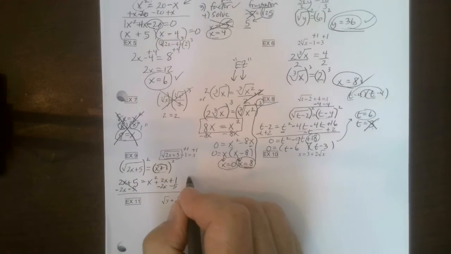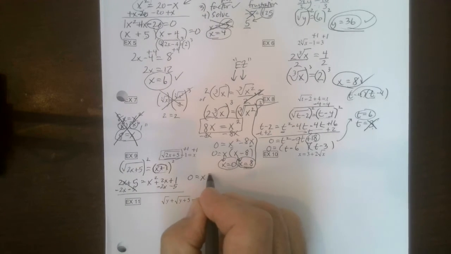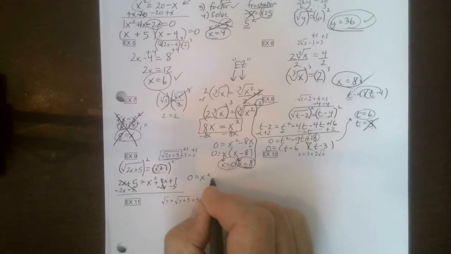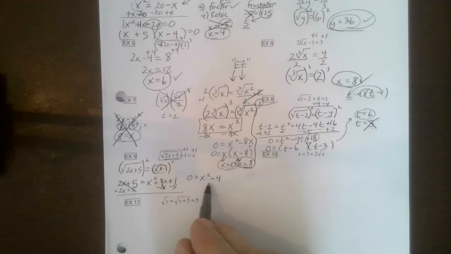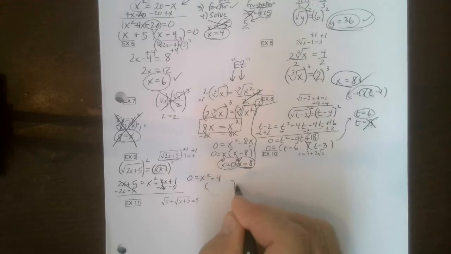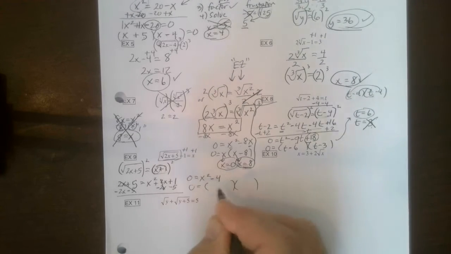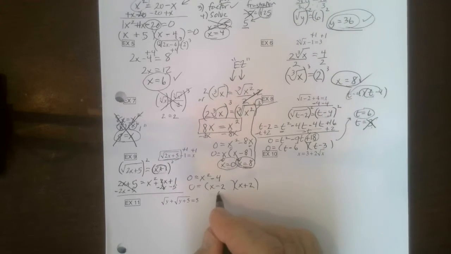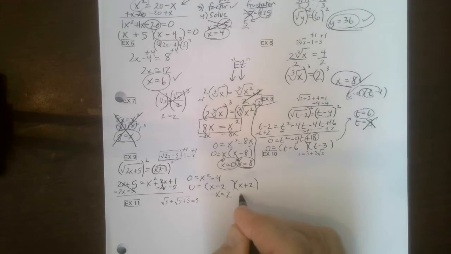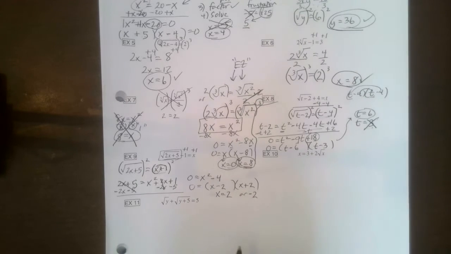So we get over here, 0 equals x squared, these cancel, minus 4. Now if you remember factoring, voila, we have a difference of 2 squares, which factors into x minus 2, x plus 2. So what's my 2 possibilities for x? Notice I didn't say answers. 2 or negative 2. Am I done? No. Plug them back in.